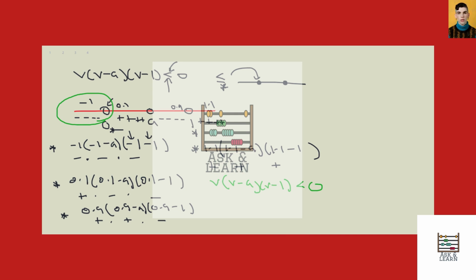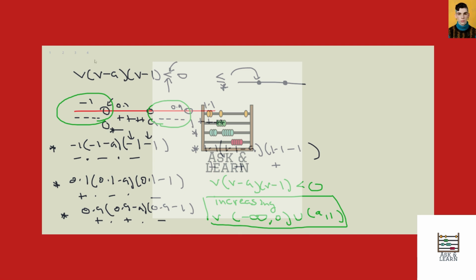This is true when the inequality's solutions lie to the left of 0, and also when the solutions lie between a and 1. So those are going to be our two solutions where the function happens to be increasing. So the function is increasing when v is between negative infinity and 0, and the union of a and 1. So those are the two locations where it's increasing.